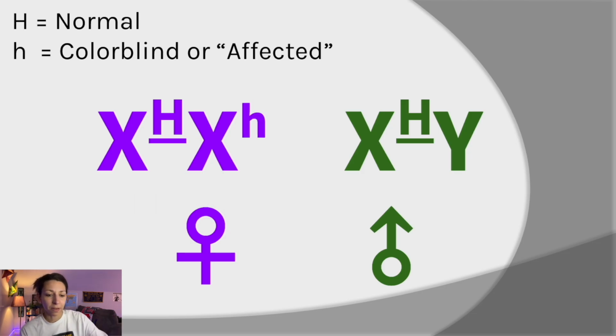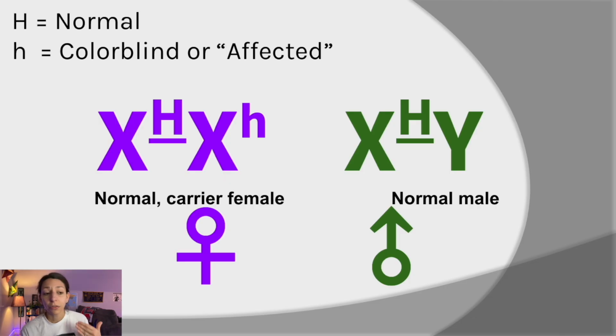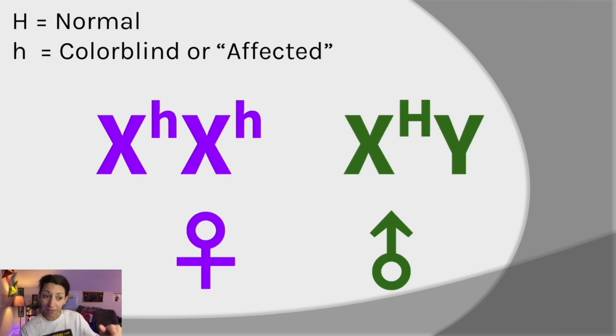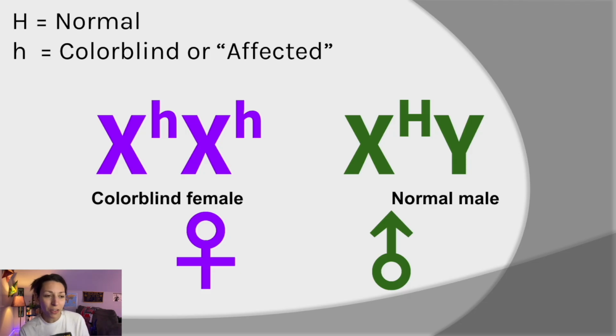In this case, this female is a carrier here. She is still normal though, because she has one dominant allele, that big H, and that can mask or cover up the little h. So she is still fine. She has normal vision. She's not colorblind. The male here is normal as well. Now in this case, the female is colorblind. She has 2 of those alleles for colorblindness. They're both carried on the X chromosome. The male is also normal.